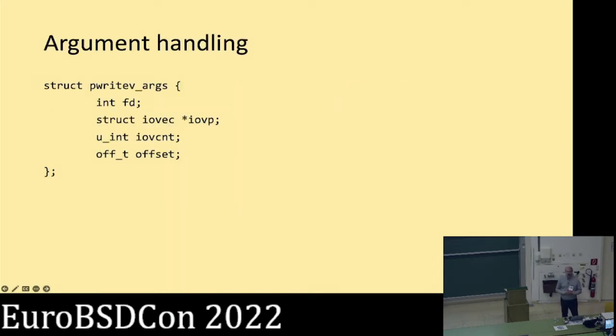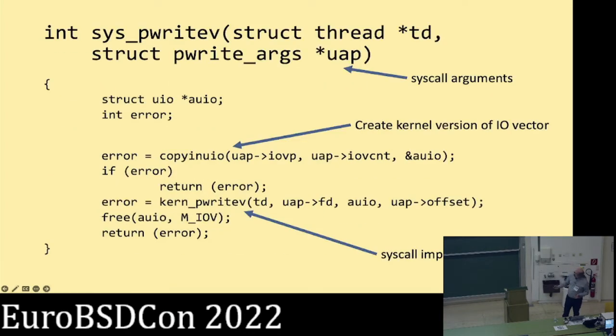Now, let's talk more about argument handling, because this is where all the confusion and misconceptions tend to happen. Here's the system call argument structure, this so-called UAP, which is the argument here, and you see these arguments are passed in as pointers to the function.